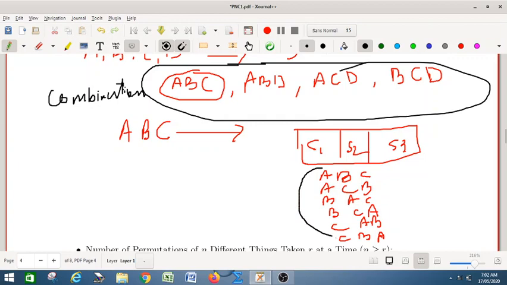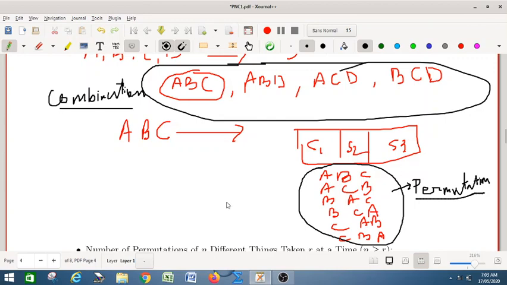And in the second case, when you are arranging or taking the positions, this is called permutation, or arrangement. In the first case we have combination, and this is your permutation or arrangement.